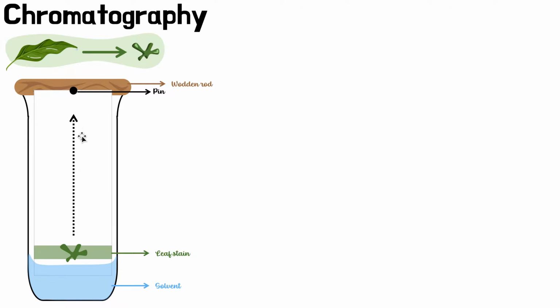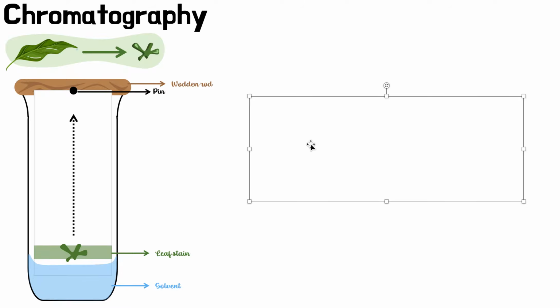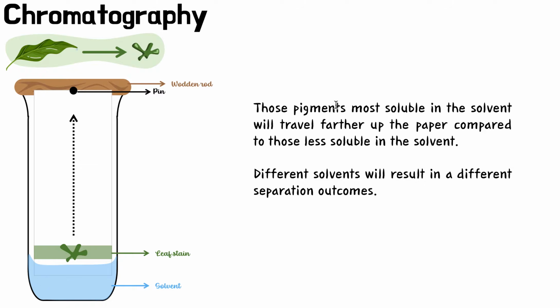Now, once we dip the paper into the solvent, the water will start creeping up and passing by the leaf stain. Depending on how soluble the pigment is will influence how far it travels. Those pigments most soluble in the solvent, meaning they like the solvent, will travel farther up the paper compared to those that are less soluble in the solvent. You can also use different solvents, and different solvents will result in a different separation outcome. Okay, so let me show you what will happen here.